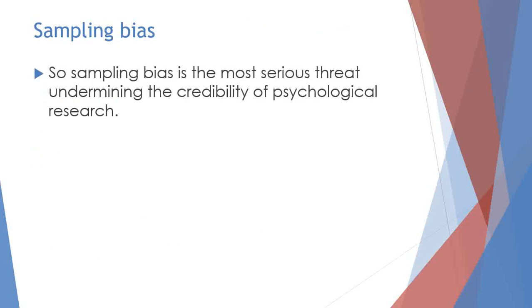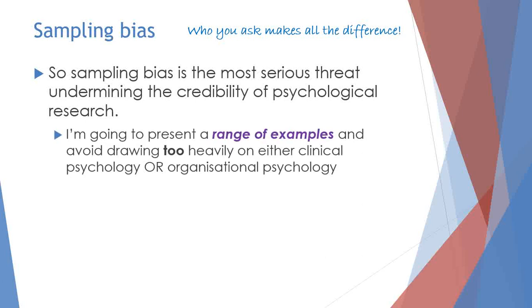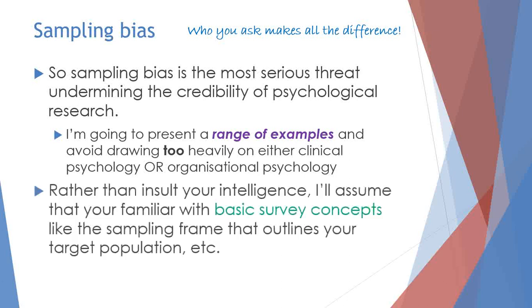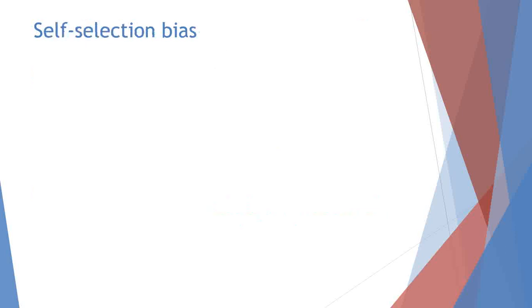So sampling bias is probably the single most serious threat undermining the credibility of psychological research. Who you ask makes all the difference. So I'm going to present a range of examples, and I'm going to try to avoid drawing too heavily on either the clinical psychology domain or the organisational psychology domain, simply because I don't want you two groups getting jealous. But rather than insult your intelligence, I'm going to assume that you're familiar with basic survey concepts like the sampling frame that outlines your target population.